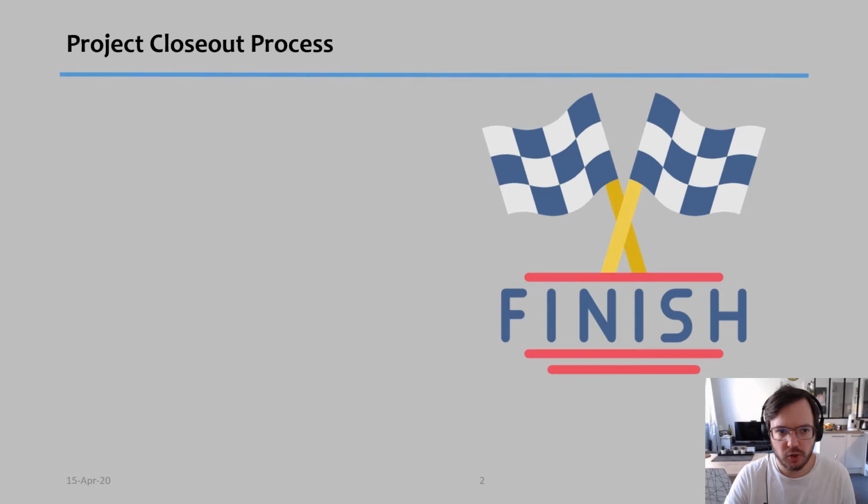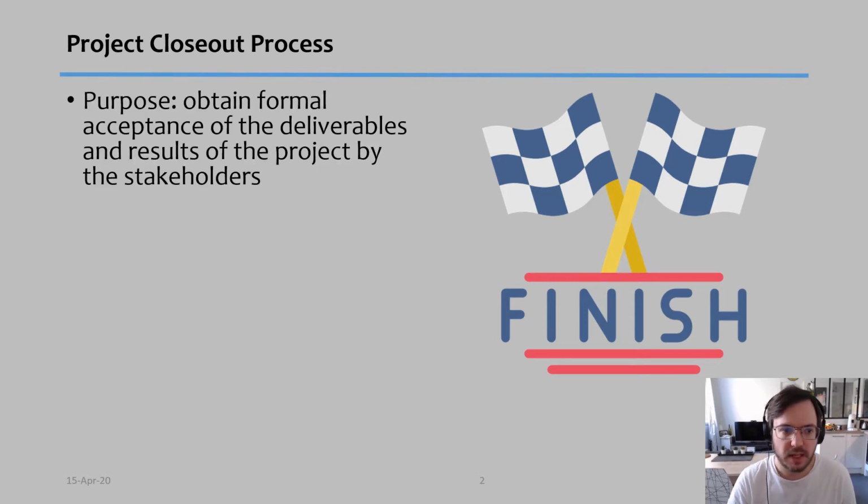So when we finish the project, we go through what we call the project closeout, and this has a process. The purpose of this process is to obtain the formal acceptance of the deliverables of the project and results by the stakeholders, and therefore we need to validate each one of the deliverables that we worked on.